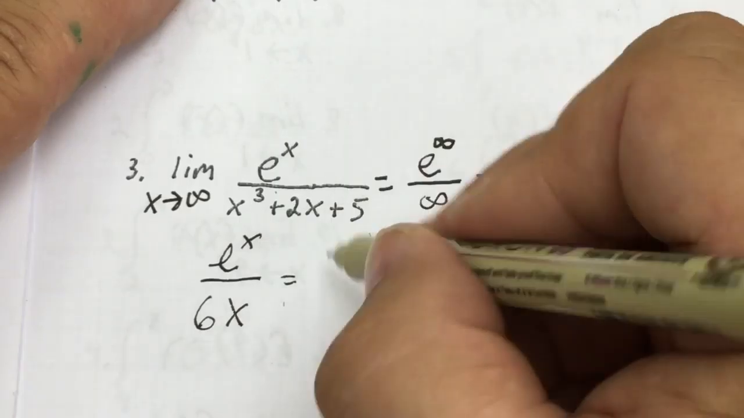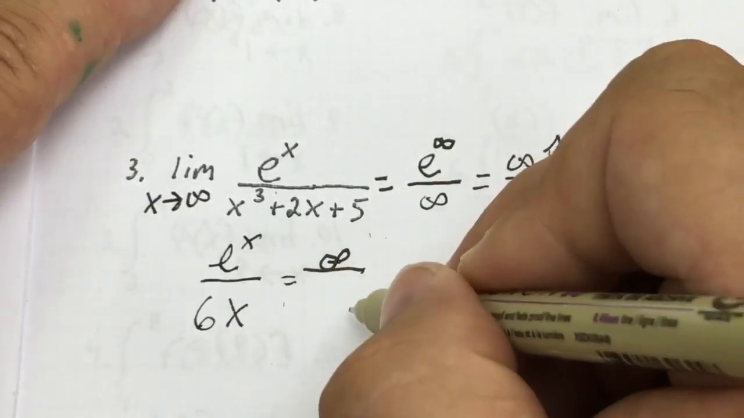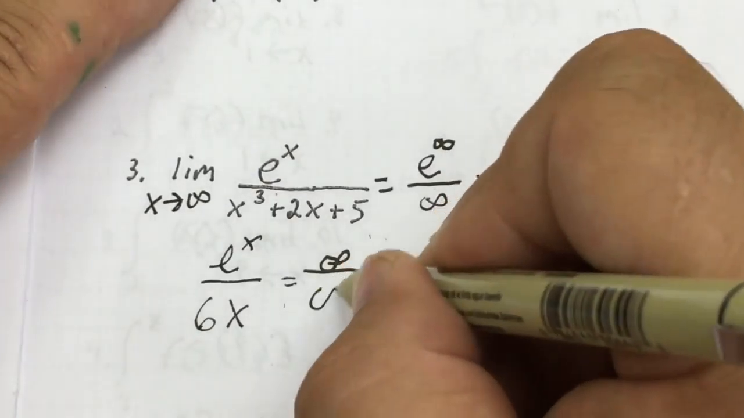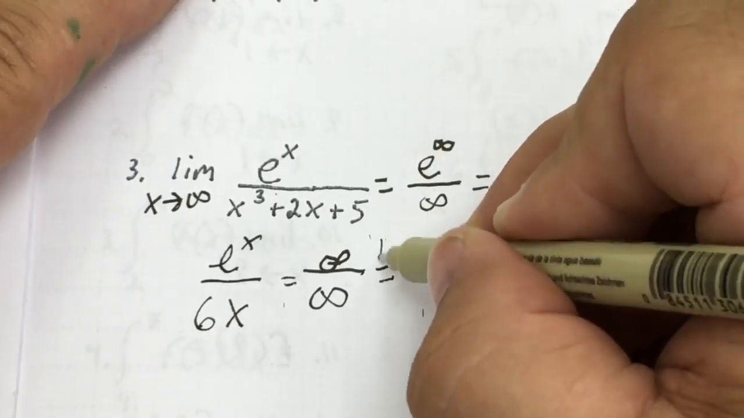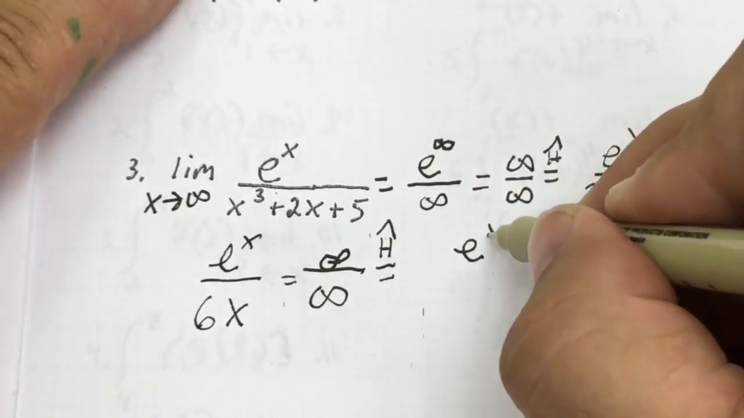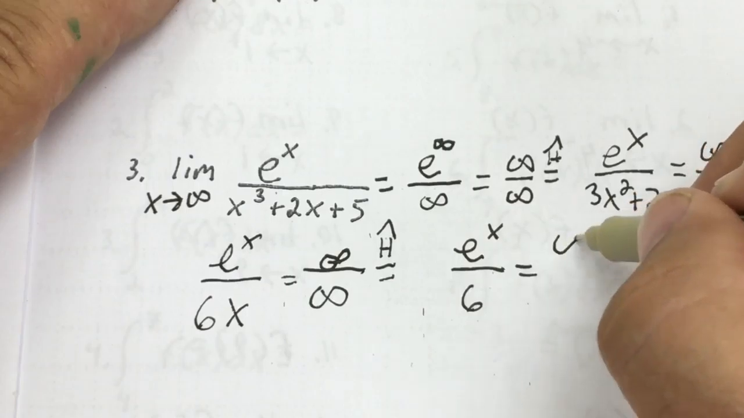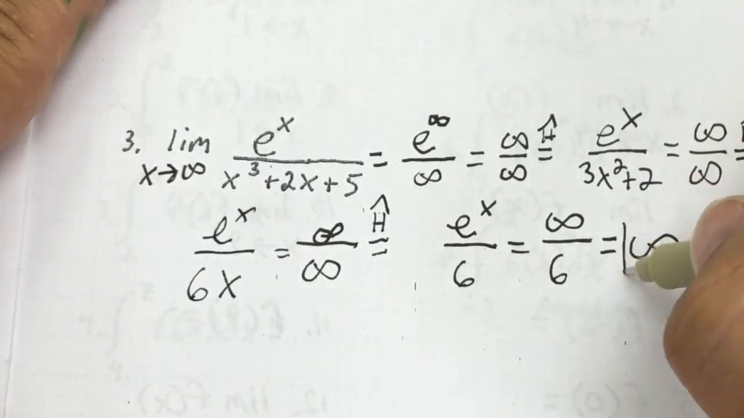Plug in infinity, that gives me e to the infinity, which is infinity, over 6 times infinity, which is infinity. Right, so that gives me infinity over infinity. Let me try L'Hopital's again. Keep trying it. That gives me e to the x over 6. Now that will give me infinity over 6. Infinity over 6 is not infinity over infinity, nor is it 0 over 0. It is infinity, and that's my answer for that one.